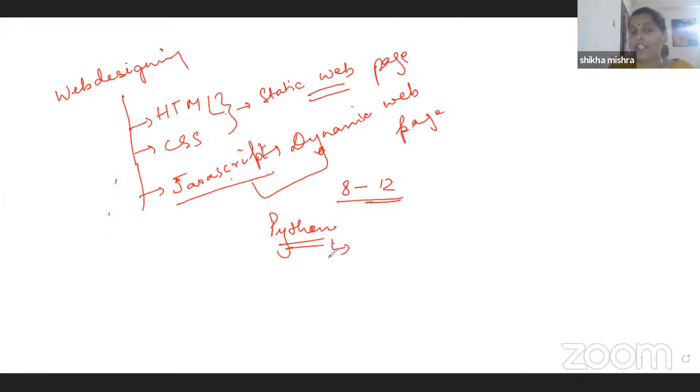Okay, and what is Python? Python is a programming language. It is an object-oriented programming language, which is very simple. For this, you have to install a very simple software, that is IDLE.